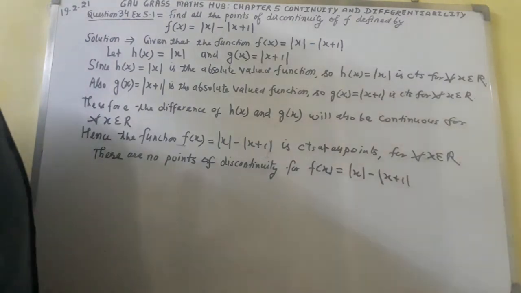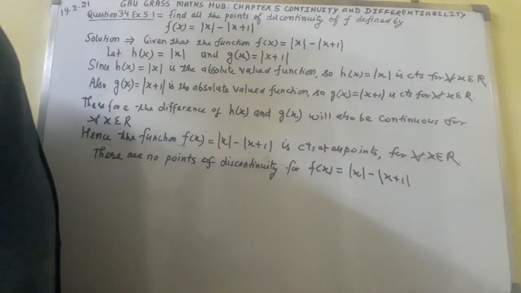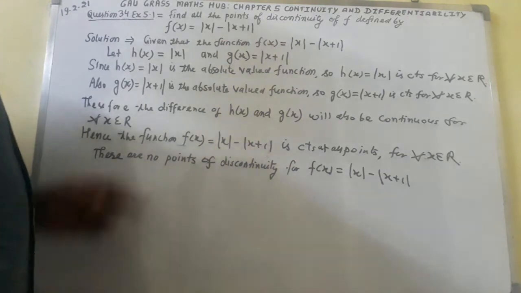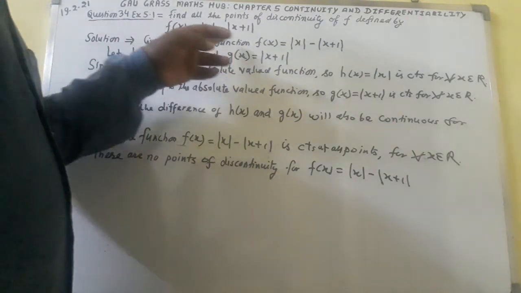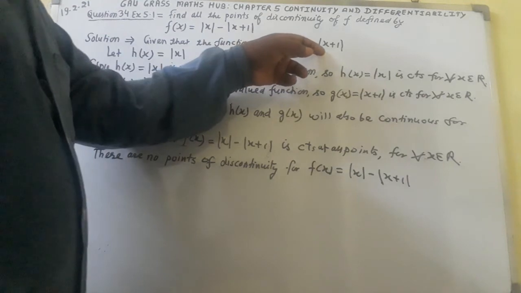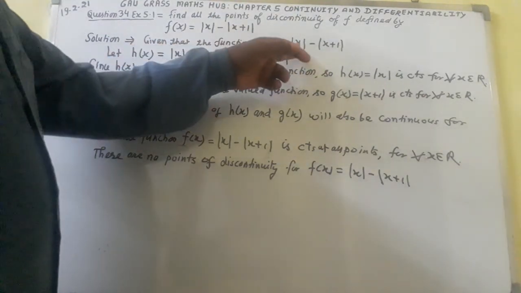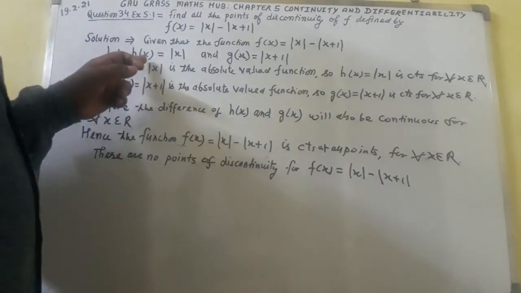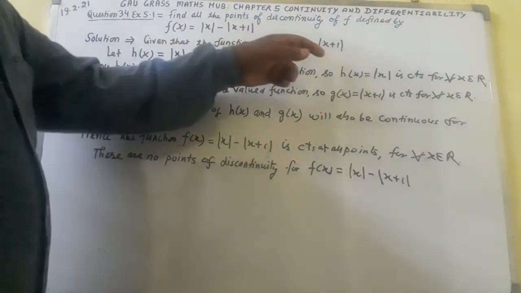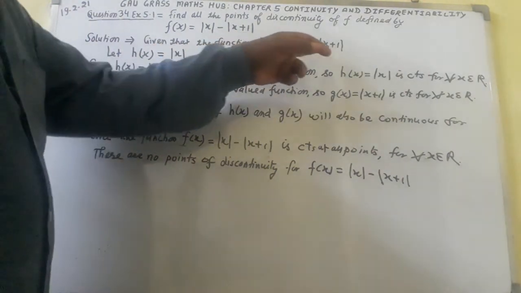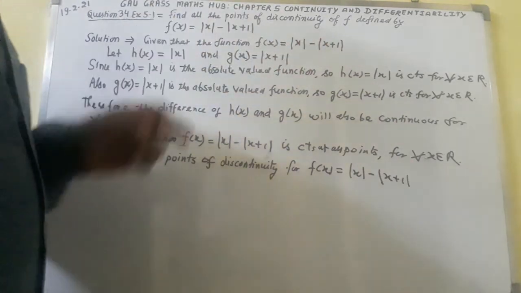Solution I have produced here for question number 34, exercise 5.1. Given that the function f of x equal to mod x minus mod x plus 1, I have written. Here you can see mod x itself, I have let here h of x, and for g of x I have let here mod x plus 1.